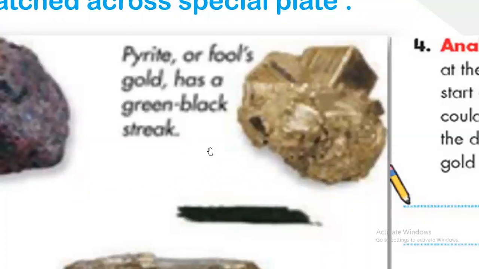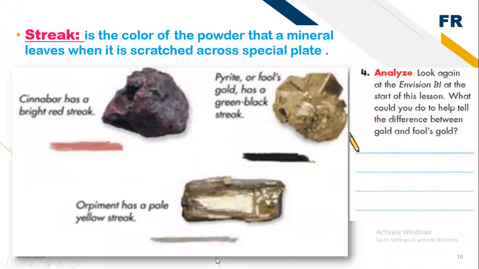So if you have a few pieces and you don't know which one is the real gold, you can test it for streak. The real gold will have a golden or yellow streak. And pyrite, or fool's gold, will have a green black streak. That is the way you can figure out which one is real gold and which one is fool's gold. Orpiment has a pale yellow streak.